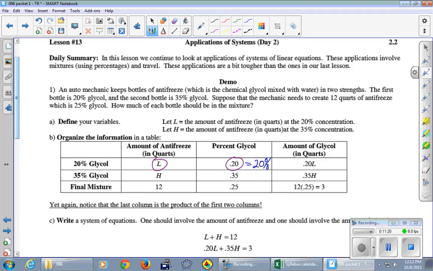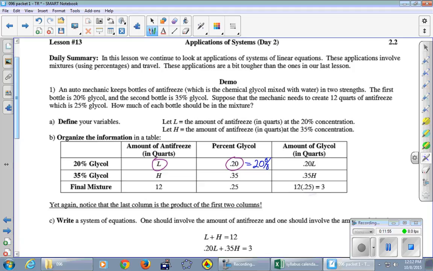Okay, so we multiply across, 0.2 times L goes here, 0.35 times H goes here. Okay, this is a new calculation for us. Where did that come from? Straight across. Isn't it the same thing we did? We multiply here and that goes there, right? Well, for the first time, we have numbers in both of these bottom row columns. 12 times 0.25, that's what goes there. 3 quarts of glycol is what we're after in the final mixture.